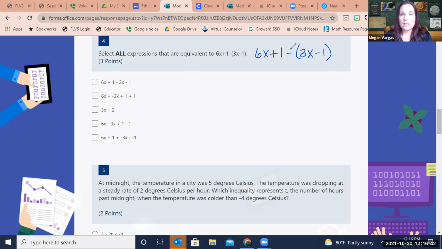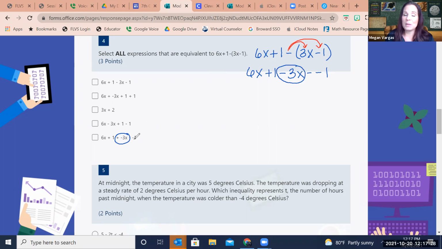So the way that we can write this is we can distribute. We can make this a -1 and we can distribute. If you don't like to think of it like that, just think of it as you are subtracting 3x and you are subtracting -1. So it would look like this. Subtract 3x and subtract -1. This looks very much like this answer choice down here. Can you see what they did here with plus and negative?